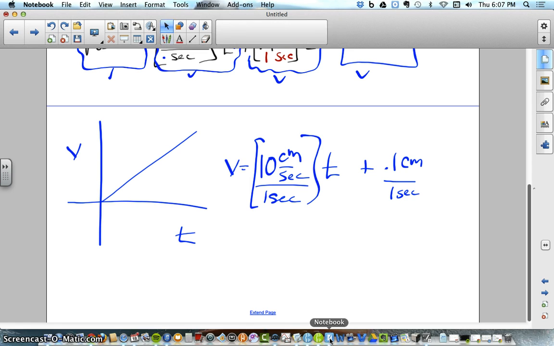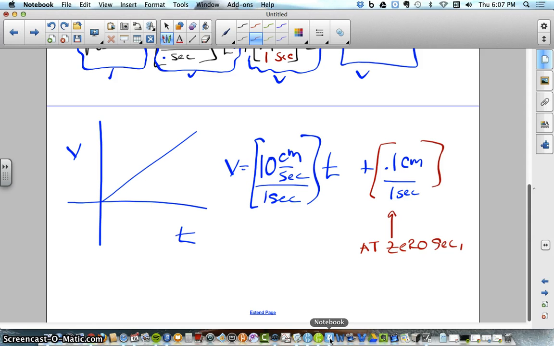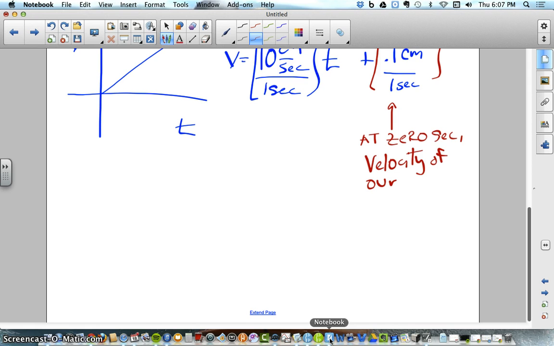Okay? So this means this whole term is telling us at 0 seconds, the velocity of our object was 0.1 centimeters per second. And we call this an initial velocity.